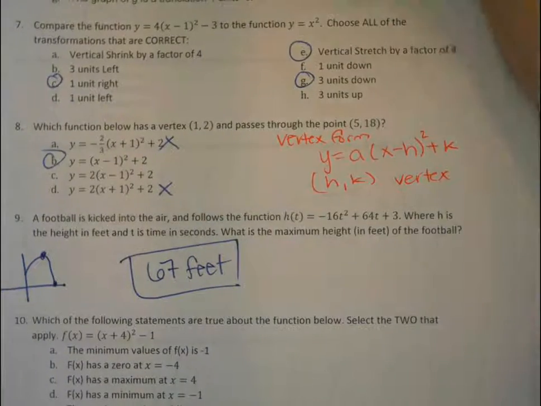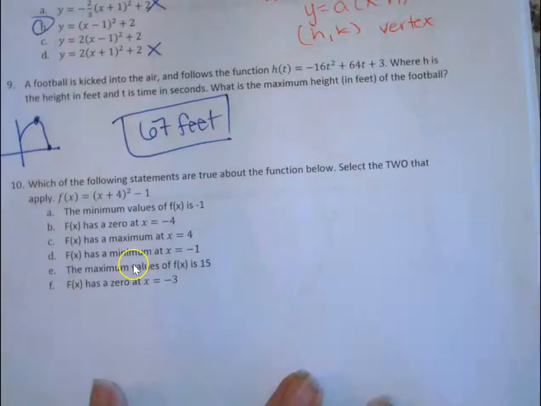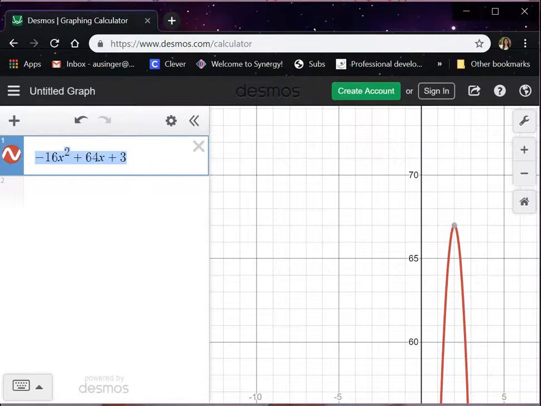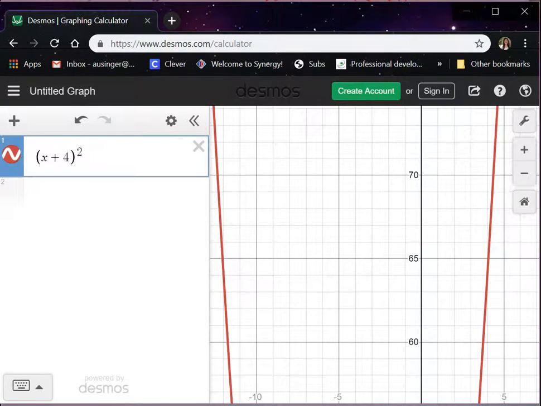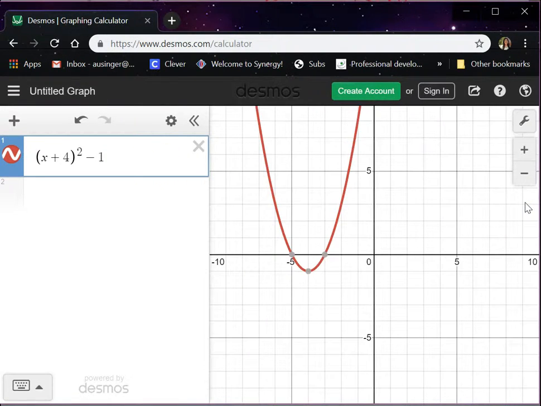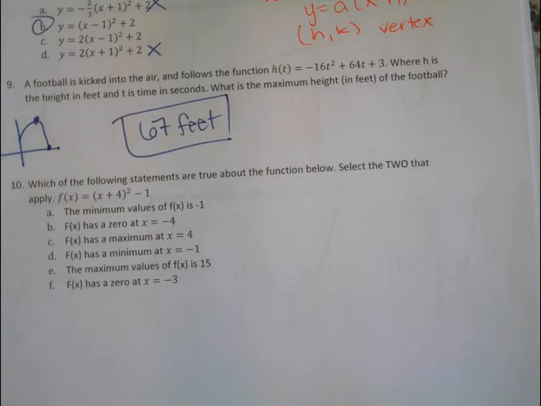Okay. On number 10, it wants to find the two true statements, so I'm going to go ahead and graph this on Desmos. X plus 4 squared minus 1. Okay. This one I definitely want to go back. So I'm looking at the paper while you're looking at the graph, so I'll read the choices I have. I have the minimum value of f of x is negative 1. So what that means is if I'm looking at this graph, the y value is negative 1. So if I look at this, my minimum value is negative 1. So I'm going to go ahead and pick this one.